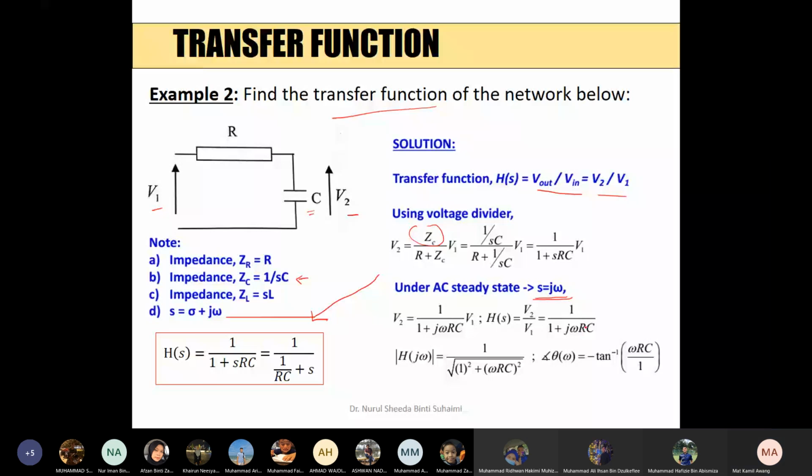So therefore, the amplitude of H of j omega is 1 over the square root of 1 plus omega RC squared. And the phase is equal to minus arctangent of omega RC over 1, right? You can go through the math, so you get this. This one you have to do on your own. Can you get the phase and magnitude on your own?